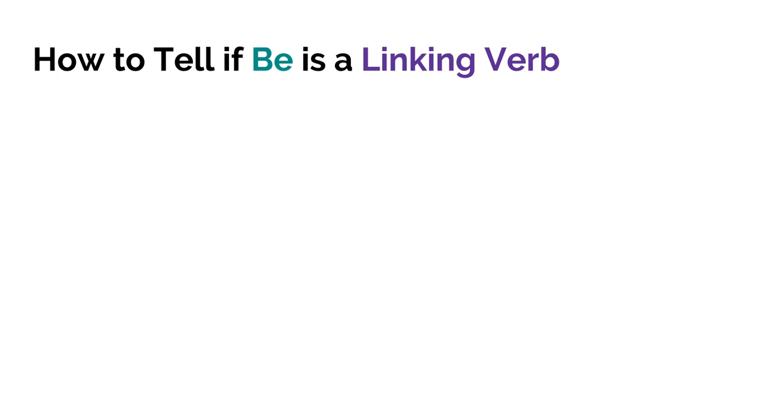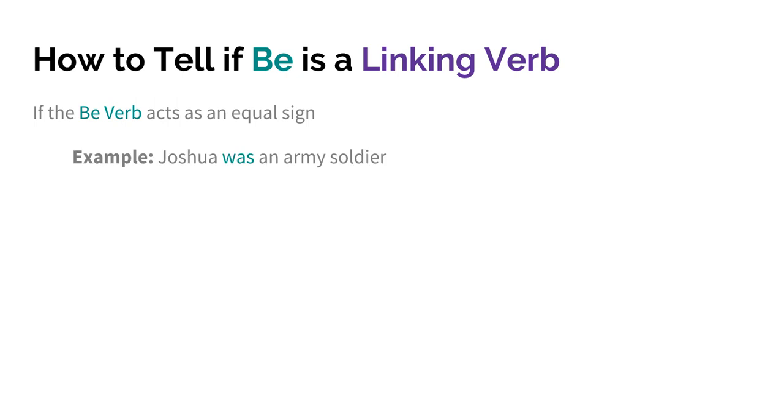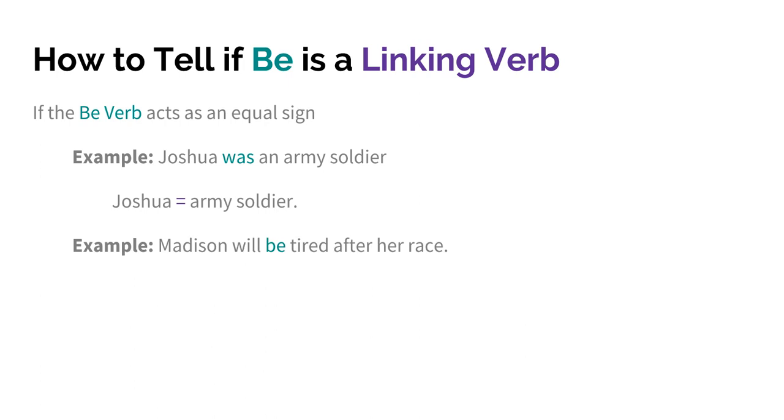Now, how do we tell if be is behaving as a linking verb? Very simply, if you can replace be with an equal sign and the sentence still makes complete sense, then you have a linking verb. For example, Joshua was an army soldier. Joshua equals an army soldier. In this case, was is a linking verb. Another example, Madison will be tired after her race. Be is not on its own this time. It has a helping verb beforehand, but Madison will equal tired after her race. This works. So again, be is a linking verb.